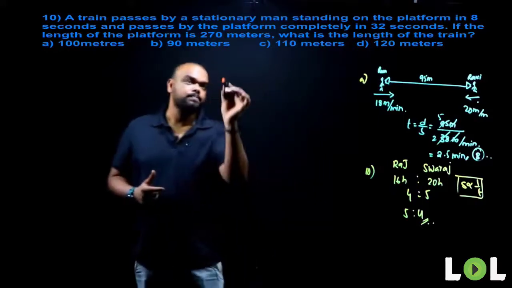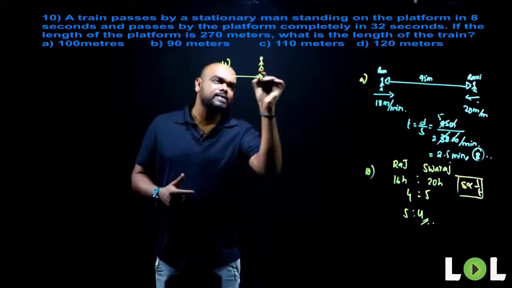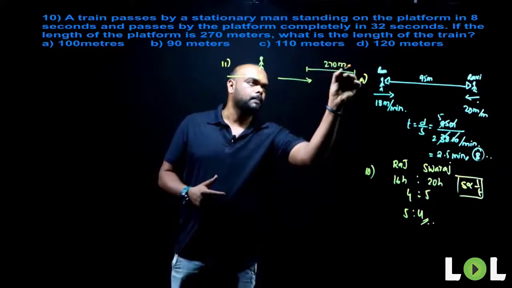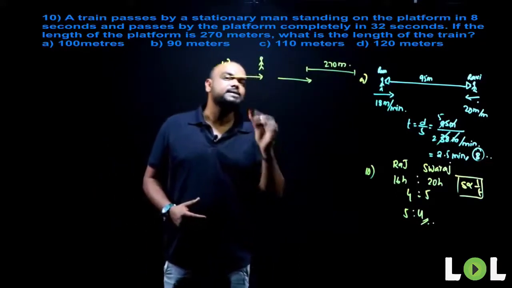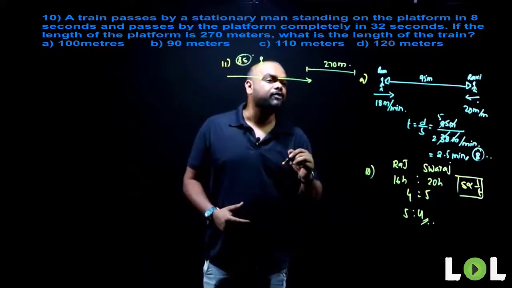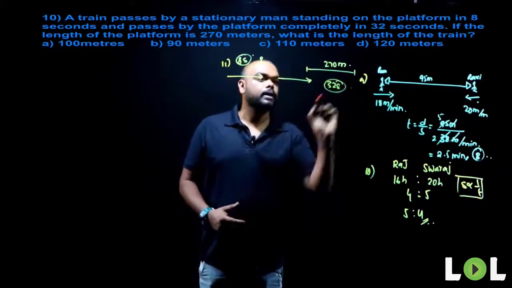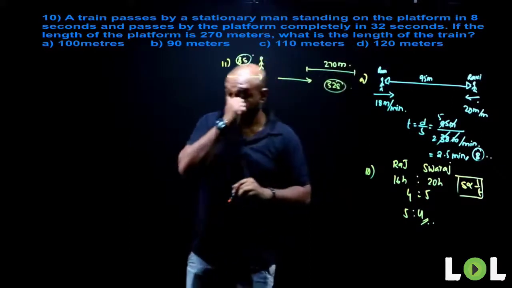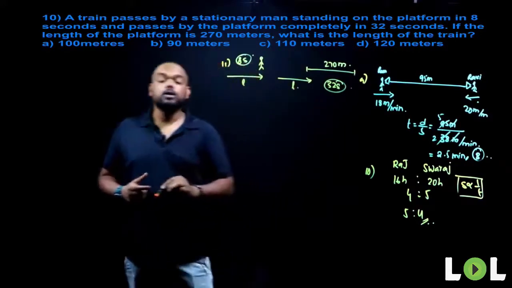Let us represent it. Question number 11. First, a train crosses a man. Now again, the same train crosses a platform as well, of 270 meters. It crosses a man standing on the platform in how many seconds? 8 seconds. Here it takes 8 seconds. Now here it crosses the platform in 32 seconds. Here it takes 32 seconds. Now, if the length of the platform is 270 meters, what is the length of the train? We have to calculate the length of the train, people. Let us put it as L.